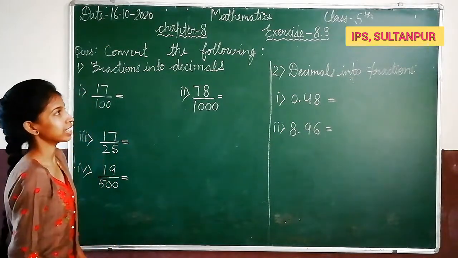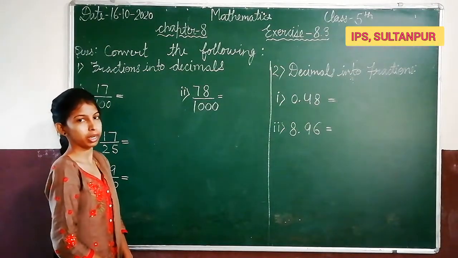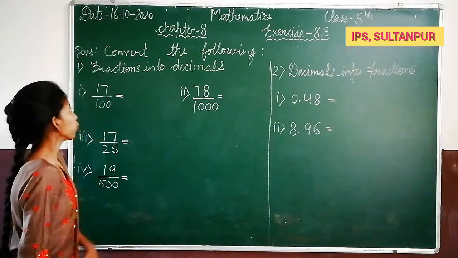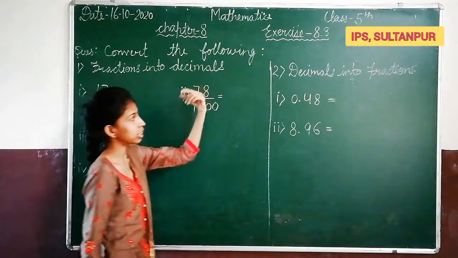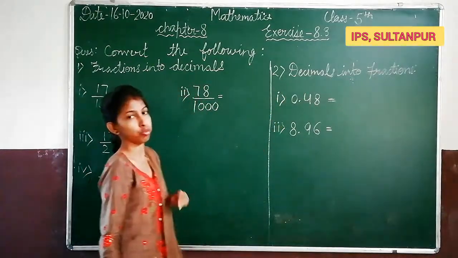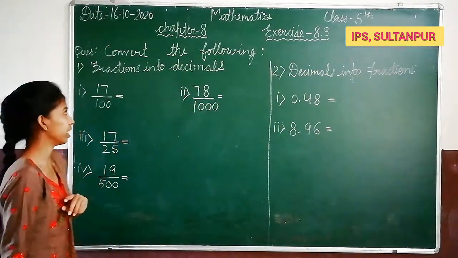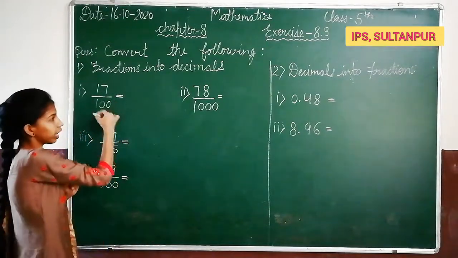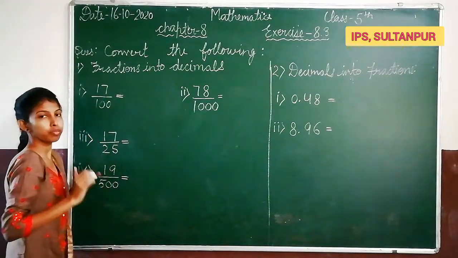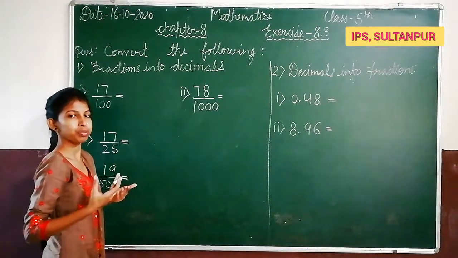Today we come with exercise 8.3 of chapter 8, named Decimal. So today we will discuss two questions. Convert the following fractions into decimals and decimals into fractions. So we will discuss two kinds of conversion here. Firstly, we are doing fraction into decimal. Here some fractions are given to you. We have to convert these fractions into decimals.